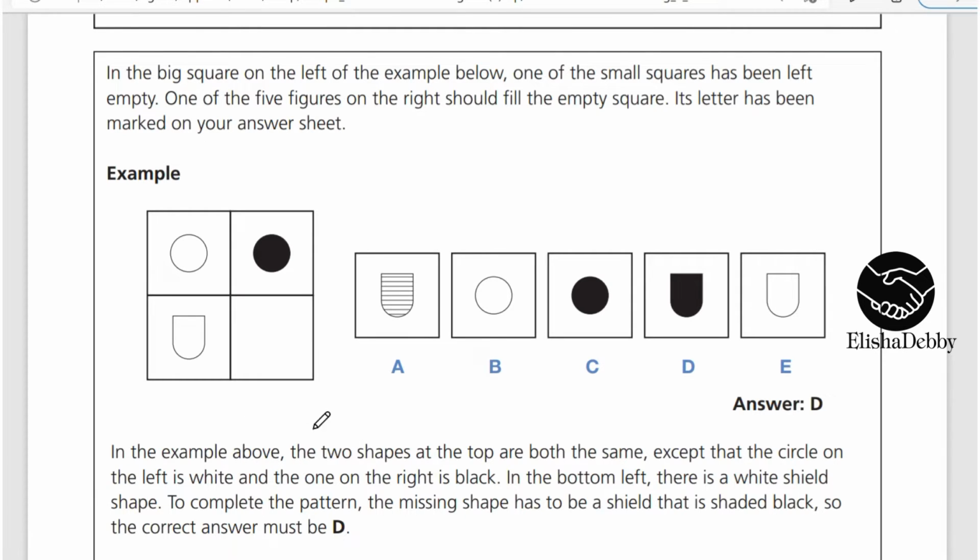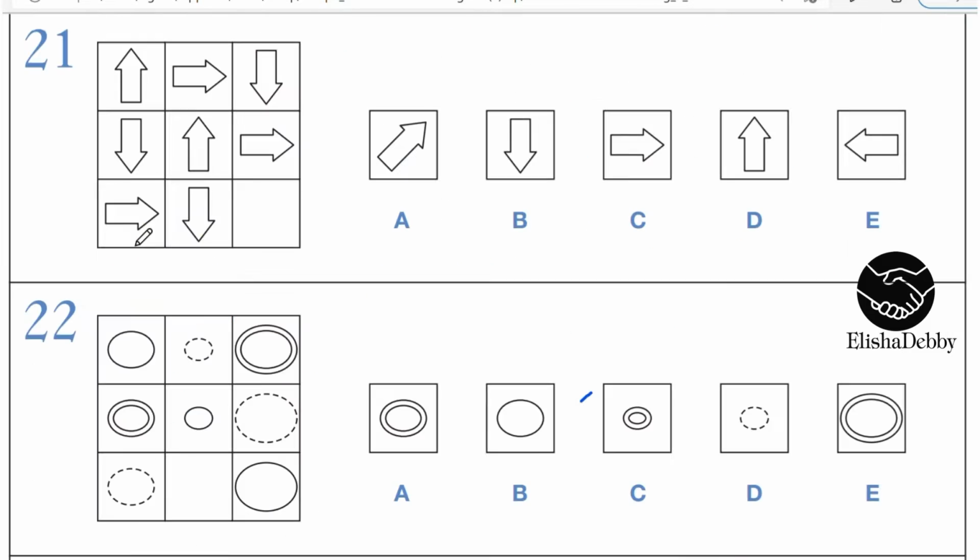In the example above, the 2 shapes at the top are both the same, except that the circle on the left is white and the one on the right is black. In the bottom left, there is a white shield shape. To complete the pattern, the missing shape has to be a shield that is shaded black. So that's why D is the answer. Now let's look at some questions while this goes.